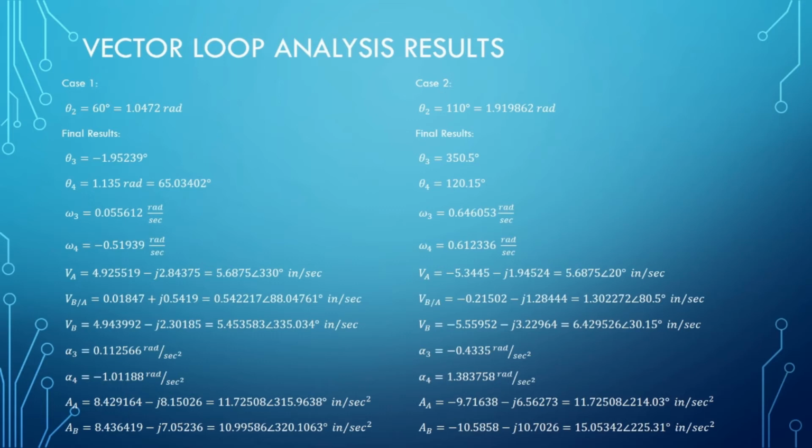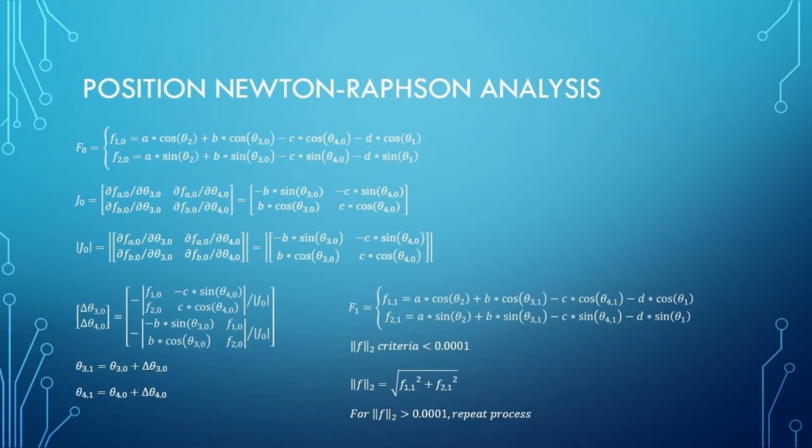We found that for 60 degrees our omega 3 is 0.055, omega 4 is negative 0.519, alpha 3 is 0.112, and alpha 4 is negative 1.01. Then for 110 degrees we got omega 3 is 0.646, omega 4 is 0.612, alpha 3 is negative 0.43, and alpha 4 is 1.38.